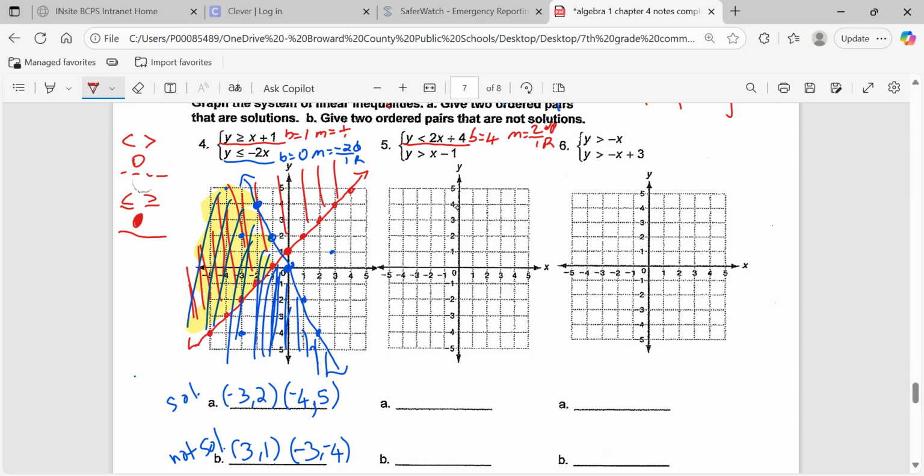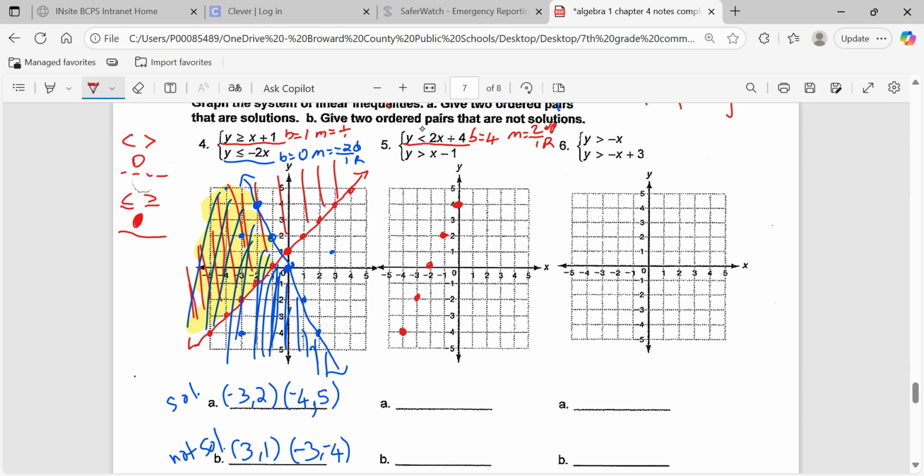So my y-intercept is going to be here at 4. And for the slope, I'm going to go up 2, I can't even go up 2. Well, if I can't go up and right, then I need to go down and left. So I'm going to go down 2, left 1, down 2, left 1, down 2, left 1.